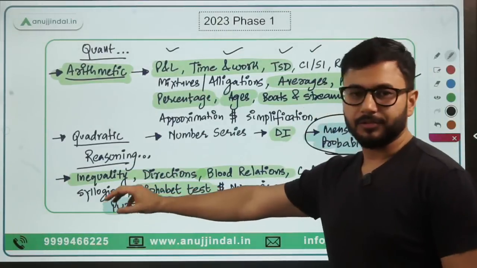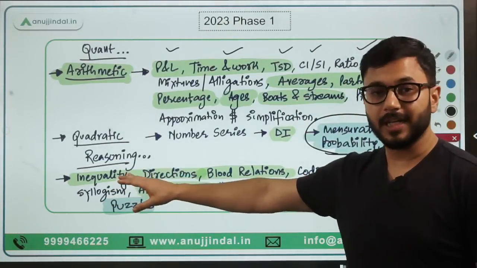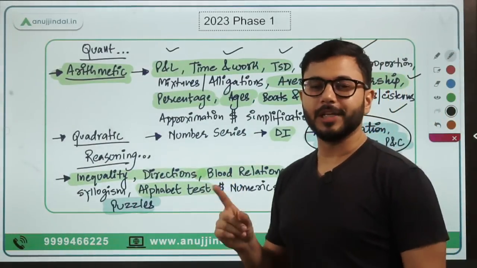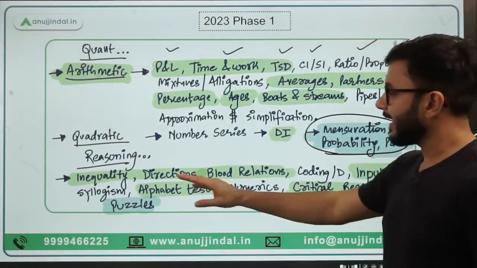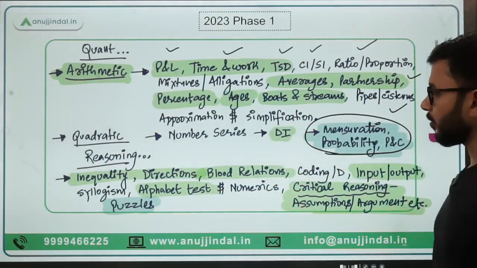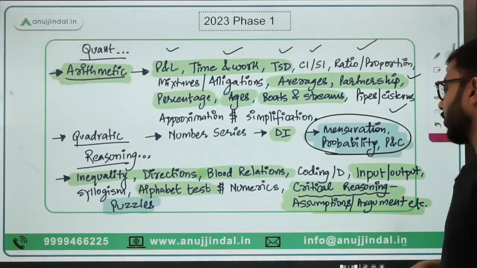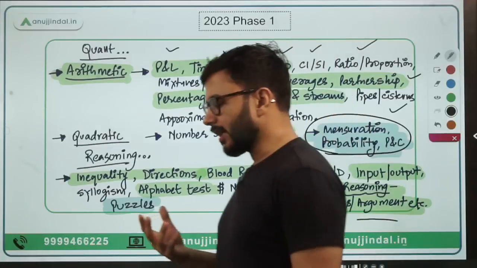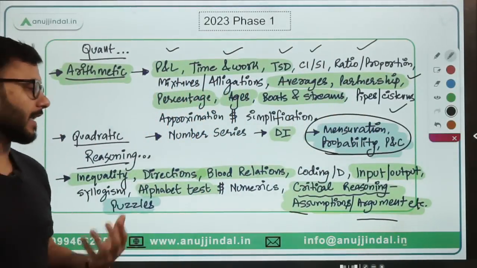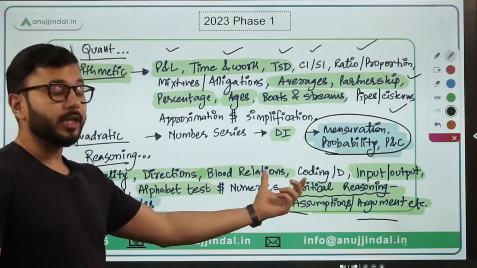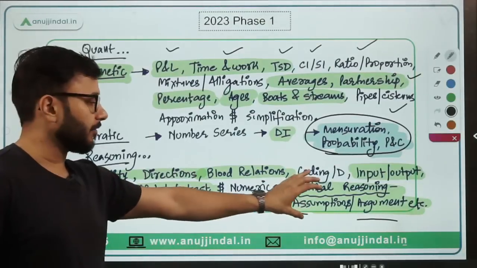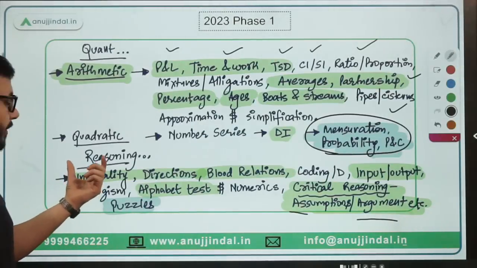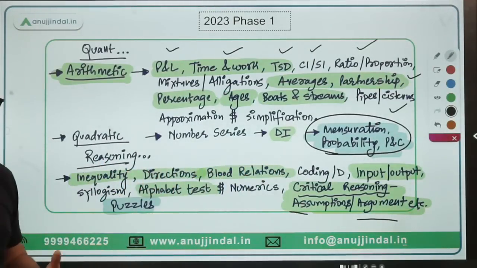When we come to reasoning, then the green ones are the important areas that can help you score. And the blue one is the area where you can actually falter. Inequality, directions, blood relations, input-output, alphabet, test, and numerics. Critical reasoning, which includes assumptions, arguments, conclusions, and various other critical reasoning questions. Majority of the questions out of the 60 questions in reasoning come from critical reasoning. Therefore, it is very important that you're thorough with it. A lot of questions come from inequality, direction, blood relation, input-output, alphabet, tests as well.